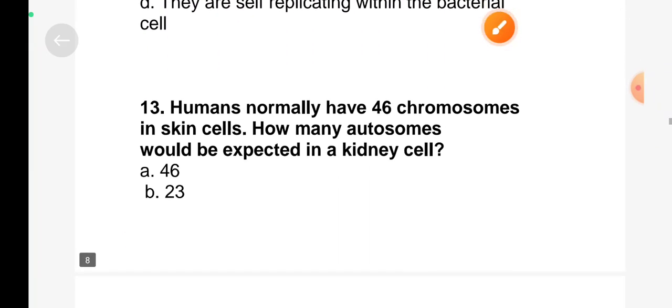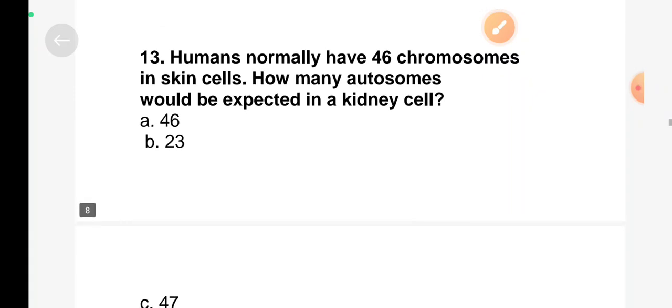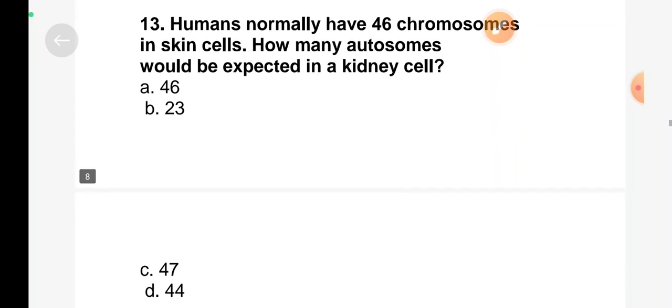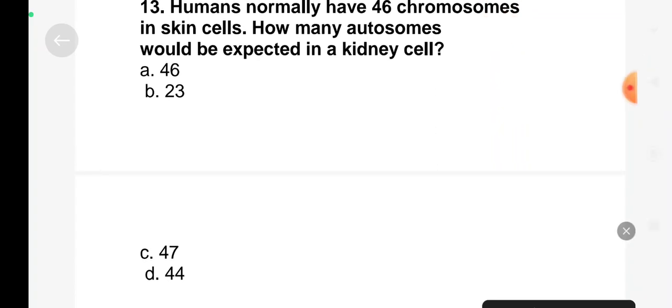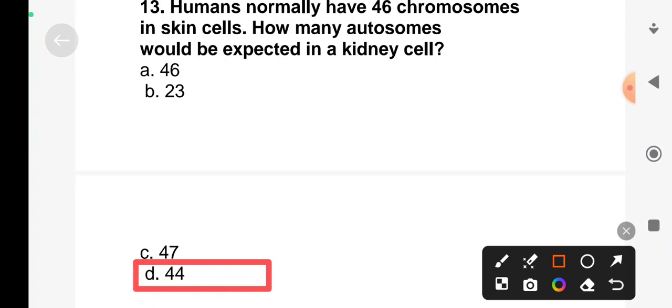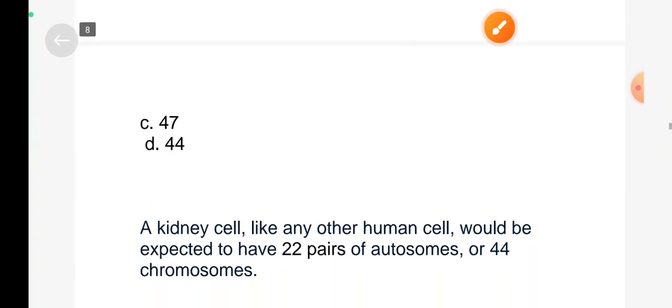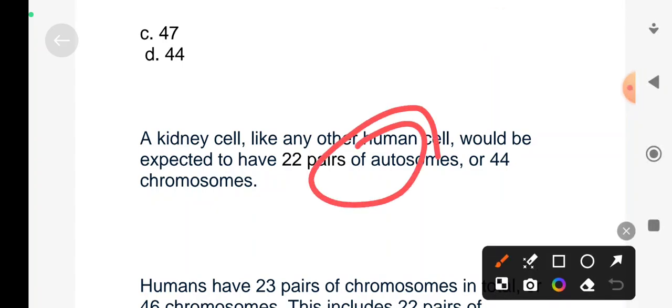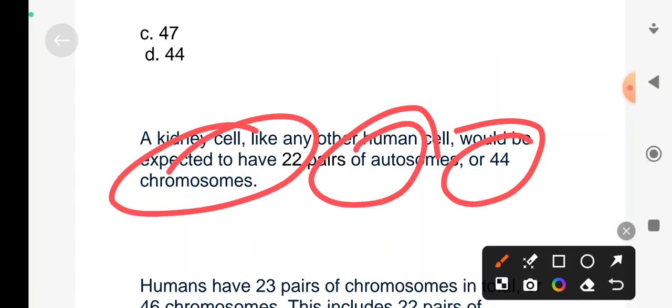Next question. Humans normally have 46 chromosomes in a skin cell. How many autosomes would be expected in kidney cells? Option A, 46; option B, 23; option C, 47; option D, 44. Correct answer is option D, 44. A kidney cell, like any other human cell, would be expected to have 22 pairs of autosomes, that is, 44 chromosomes.